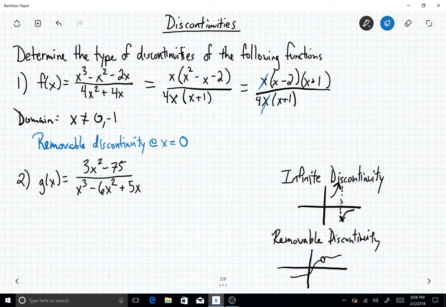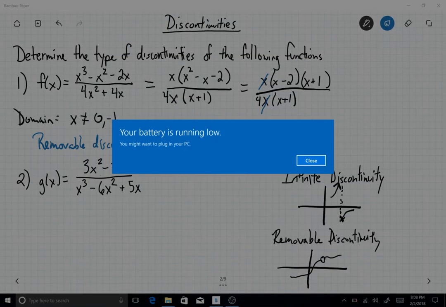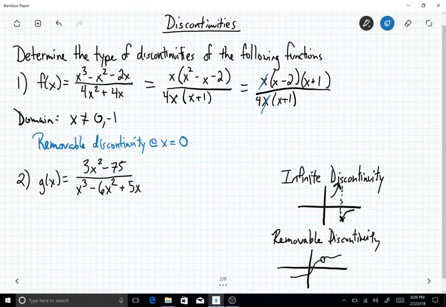Since these things canceled out, everything worked hunky-dory, and we didn't have to worry about the denominator. So I'll actually simplify this at the end to see what this thing's going to look like. Oops, sorry about that. Let's see if I can get that hooked back up. There we go. Alright, so our removable discontinuity at x equals 0, hopefully that makes sense.